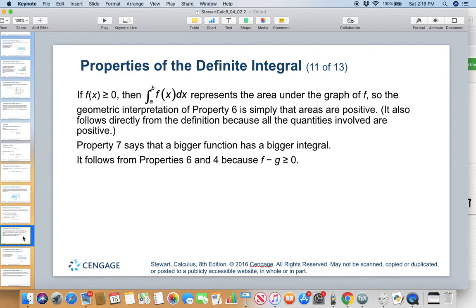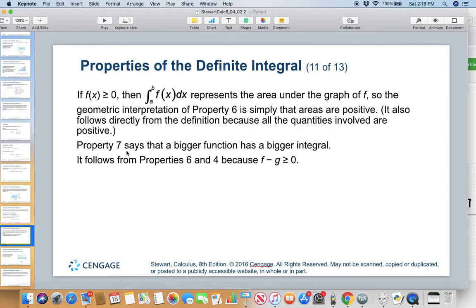Let's see a few explanations. If f is greater than or equal to 0, what does that mean? Your curve is above the x-axis. So the integral from a to b of f(x) dx represents the area under the graph of f. So by geometric interpretation, it simply means that areas are positive. Because if your curve had some parts below the x-axis, you would have to subtract that. That's where you get the negative subtraction.